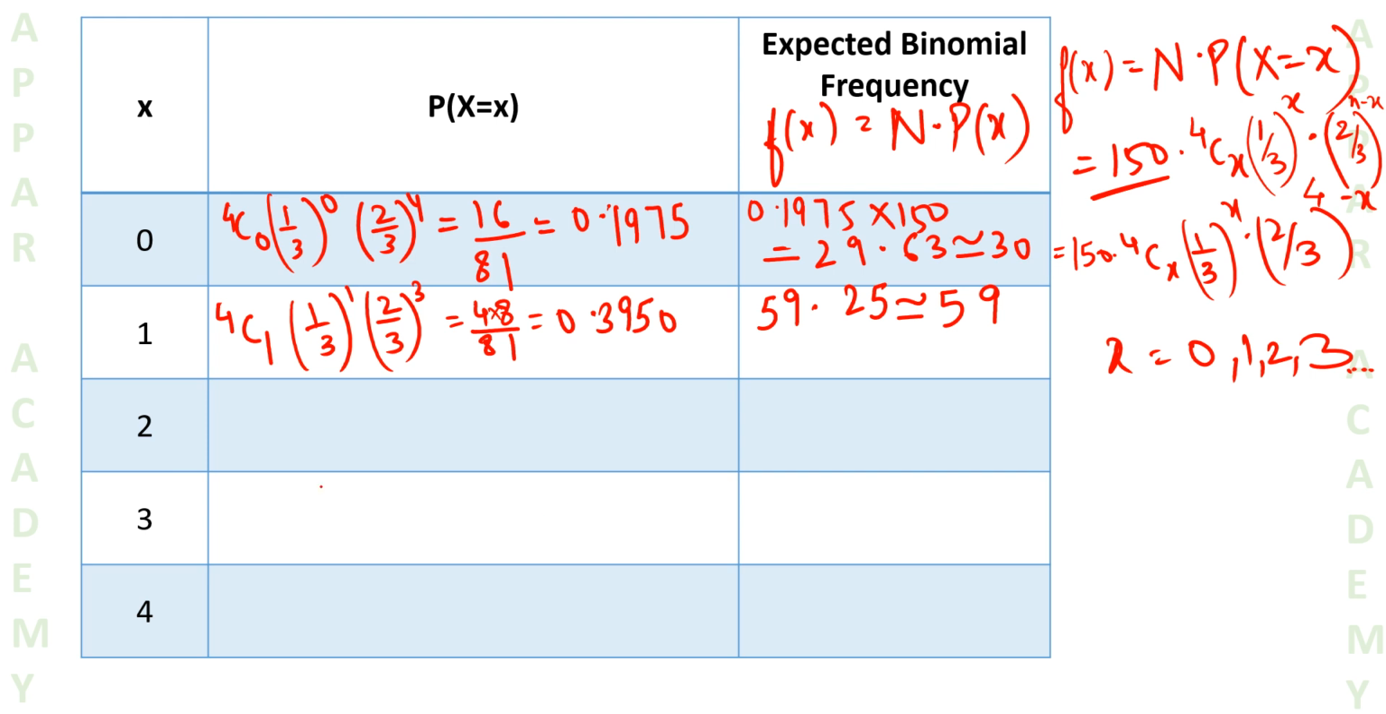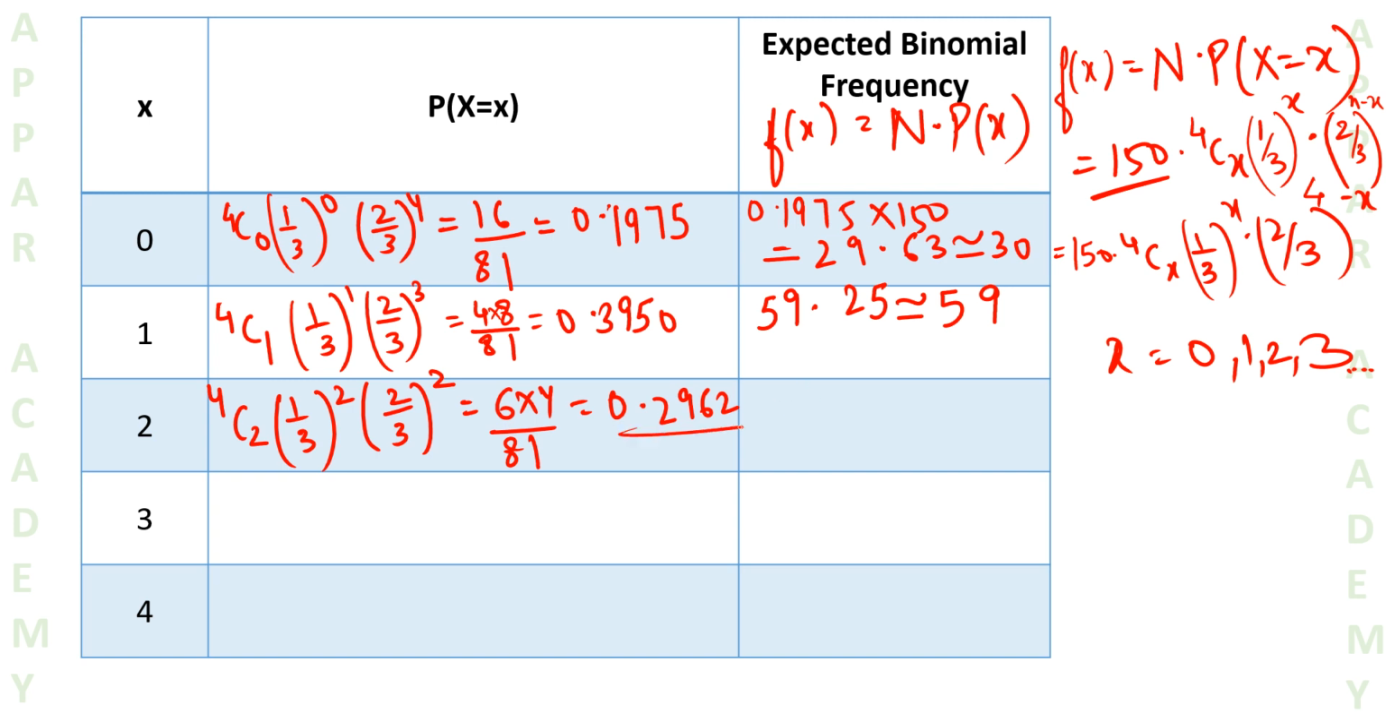Next is when our x is equal to 2. So this becomes 4C2, 1 by 3 to the power 2, 2 by 3 to the power 2. And this is equal to 6 into 4 by 81, which is equal to 0.2962. Multiplying this figure by 150 will give us 44.43, which is approximately equal to 44.